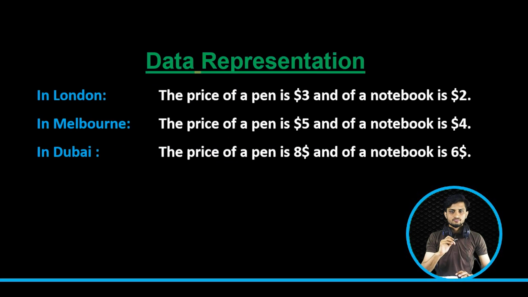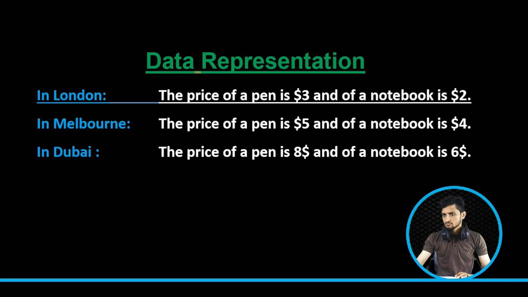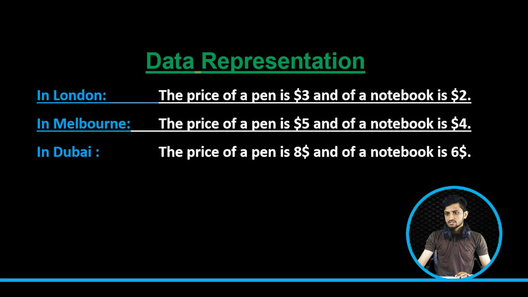Here we are going to convert this textual data into matrix form. The price of a pen and notebook is different in these cities. A pen costs $3 and a notebook costs $2 in London, while the price of a pen is $5 and of a notebook is $4 in Melbourne. Similarly, the price of a pen is $8 and of a notebook is $6 in Dubai. This data can be encoded in matrix form.